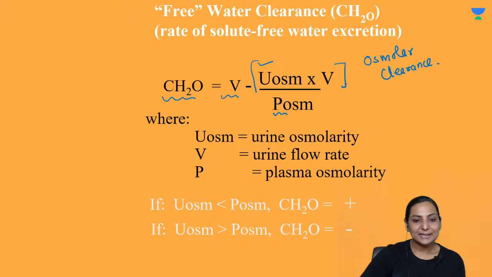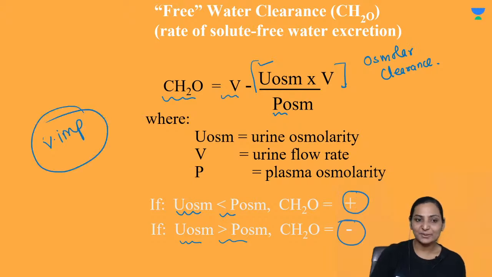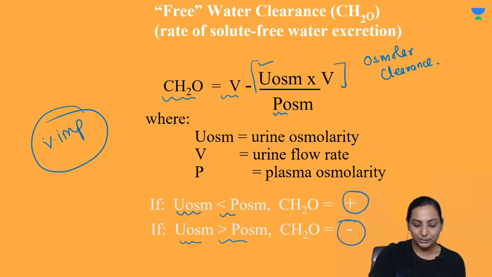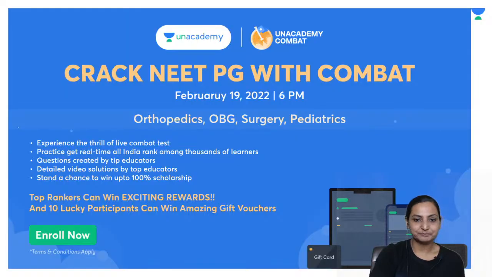So remember that if the urine osmolarity is less than the plasma osmolarity, the free water clearance is positive. If the urine osmolarity is more than the plasma osmolarity, the free water clearance is negative. Again, this is a very, very important conceptual as well as calculation based question. So boys and girls, I hope today's session was useful to you. You could really understand what variety of calculation questions can be part of your examination.